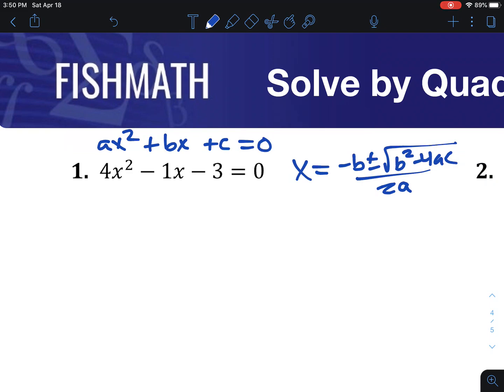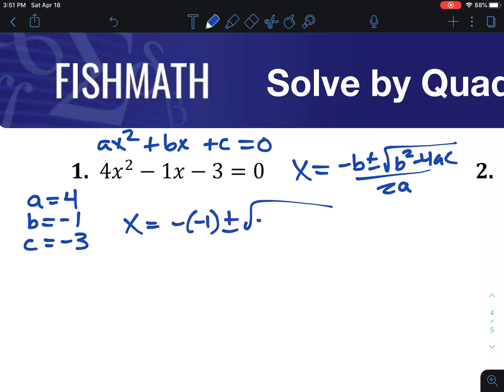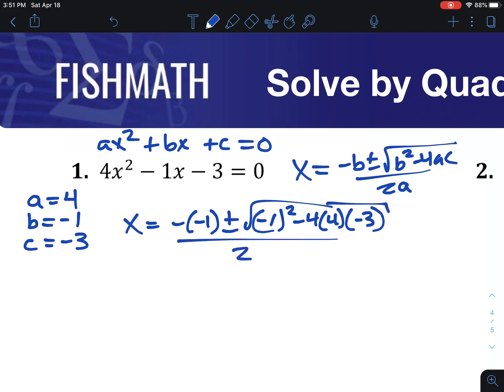So looking at this first example here, we've already got it equal to 0, so we can find a, b, and c. A is the coefficient of x squared, so that's 4. B is the coefficient of the x term, so that's negative 1. Don't forget that negative. And c is the constant, so it's negative 3. Now again, we just plug into the formula. So x equals negative 1 plus or minus the square root of negative 1 squared, don't forget parentheses there, minus 4ac all over 2 times a.